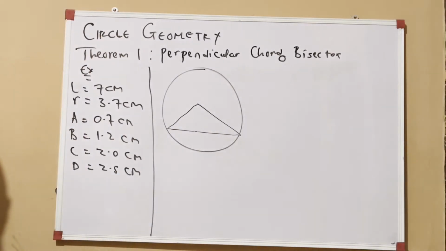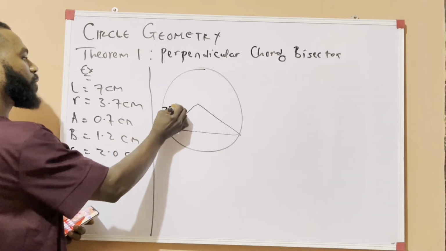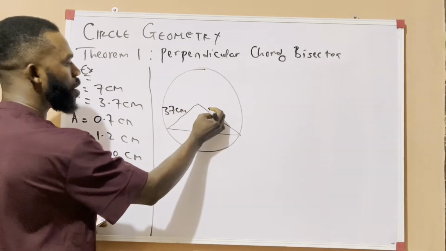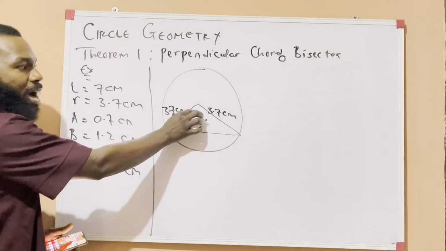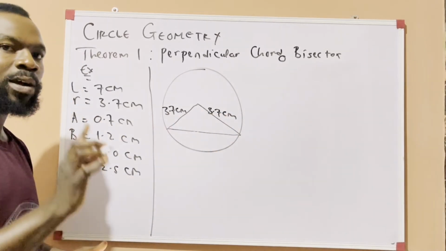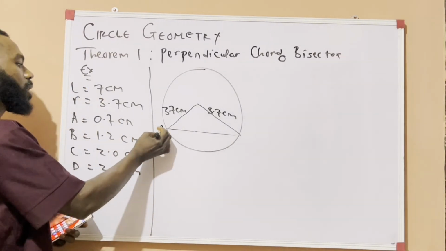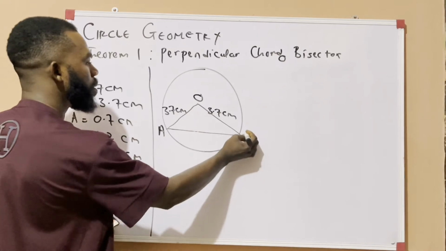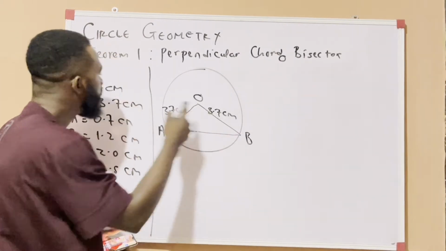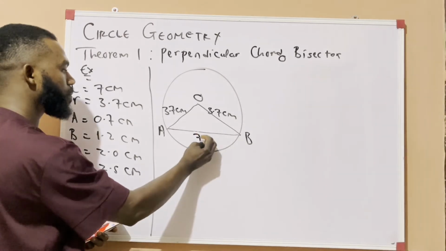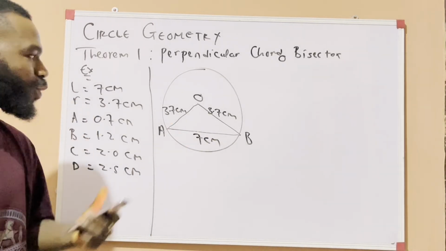And according to the question, the radius given was 3.7. So here is 3.7 centimeter. Here is also 3.7 centimeter. And there was no angle given in this question. So let's say here is A, O, B. Now, we were also given the length of the chord to be 7 centimeter, the whole length. But now, what are we told to calculate?